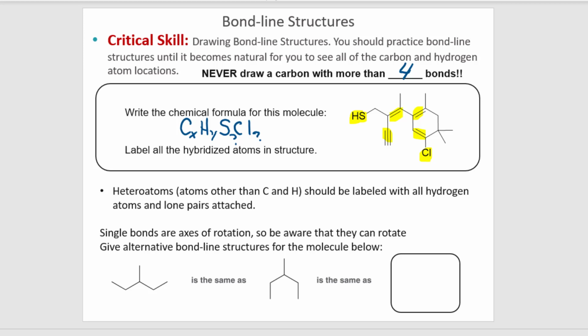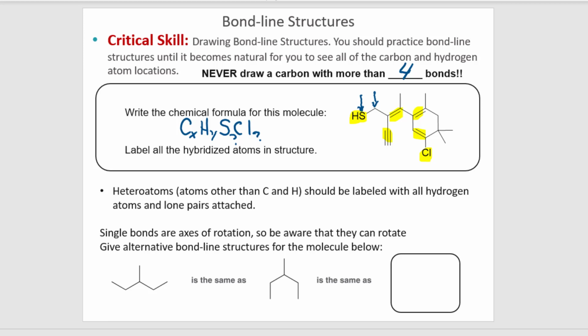I'd also like you to get some more practice by labeling the hybridized atoms in the structure. What's the hybridization for that sulfur? Right? What's the hybridization for that carbon? For every hybridized atom, tell me if it's sp, sp2, sp3.